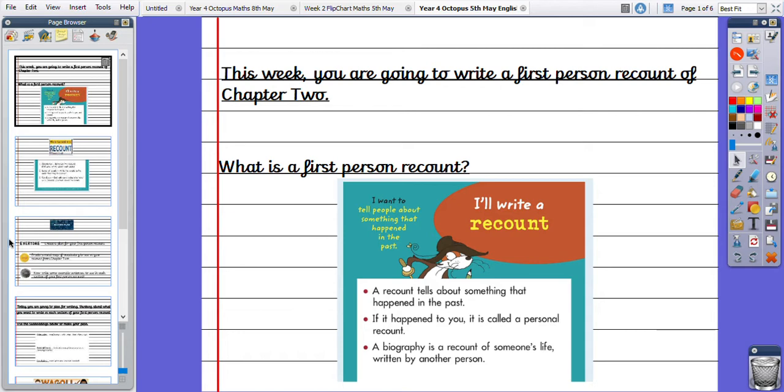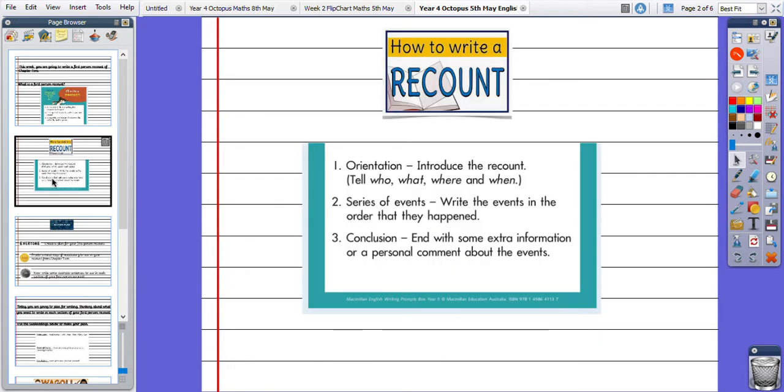First person recounts tell you about an occurrence from the past. It's happened to you, so it's going to be written in the first person, and it's a recount of someone's life, or something that's happened in their life. And it will include 3 sections: an orientation, which introduces the recount and tells us who, what, where, when, answering the 5 W's. Then our second section tells us things that happened in chronological order, and then a conclusion to end with some extra information or a personal comment about the events.